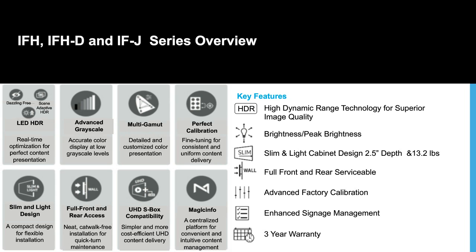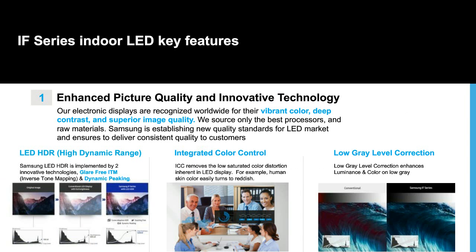On this slide, we're going to discuss the HDR, integrated color control, and low gray level correction. Within Samsung's HDR, we have 2 components. We have what we call dynamic peaking and inverse tone mapping. Both of these allow Samsung's product to produce twice the luminance at the same power consumption.